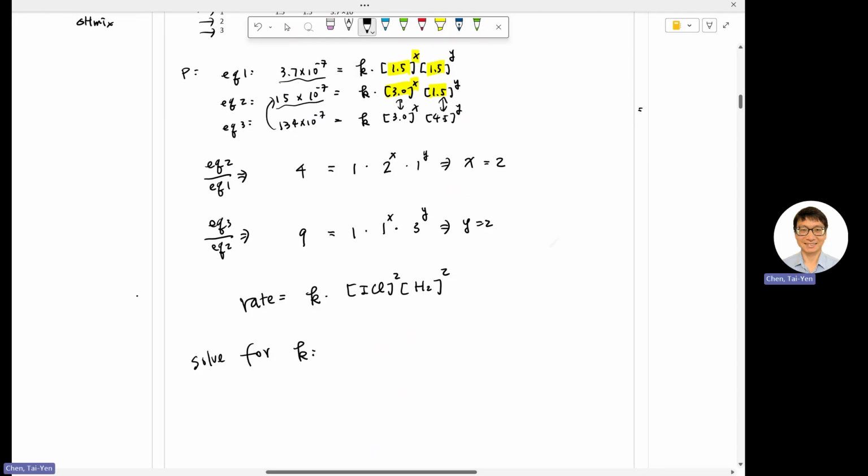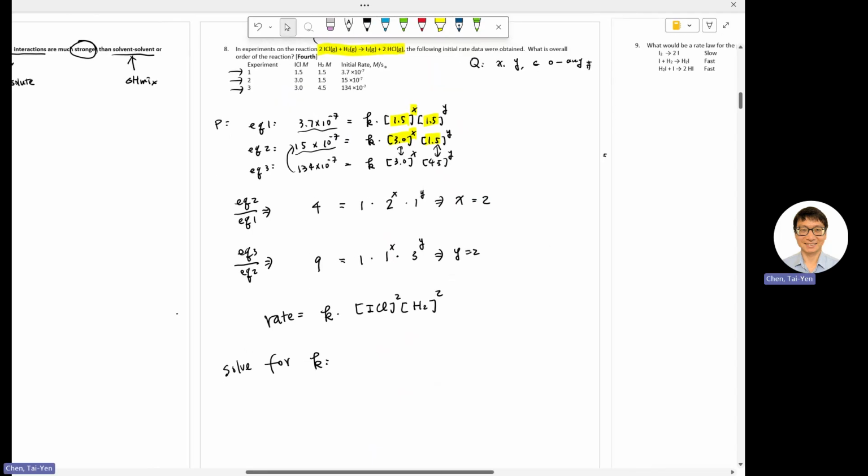Then what you need to do is plug in the values from either equation 1, 2, or 3. It doesn't really matter. It will give you the same K. Let's say I use the value from equation 1. Therefore, I can write 3.7 times 10 to the negative 7 equals the constant K times 1.5 to the second power, 1.5 to the second power for your H2 as well.